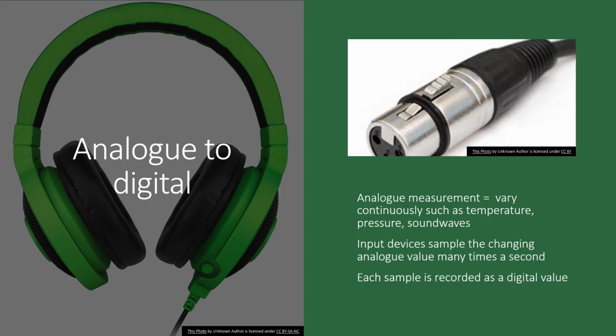In order to convert this type of smooth analog signal or information into the digital number form inside the computer, what these devices do is sample it many times per second, and each sample is recorded as a separate digital value.